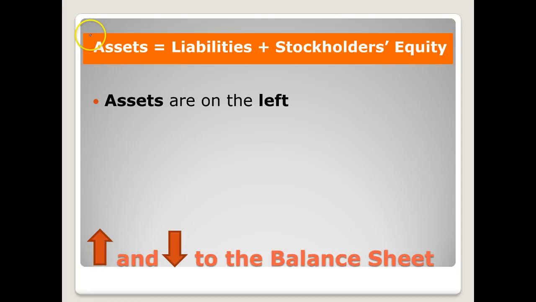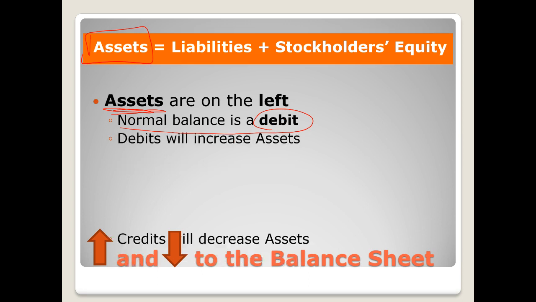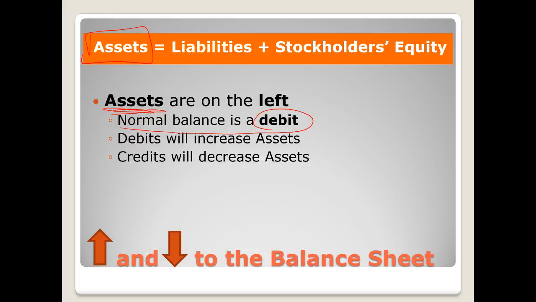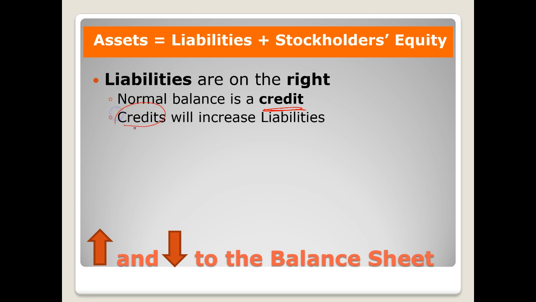Notice, assets are on the left-hand side of the equation. That means the normal balance for all asset accounts is a debit balance. That means all increases will be listed as debits and all decreases to asset accounts will be listed as credits. Okay, so remember, assets are on the left-hand side of the accounting equation. That means their normal balance is a debit. Liabilities are on the right-hand side of the accounting equation. Their normal balance is a credit. That means all increases to a liability account are credits. That's the opposite of assets. And all decreases to liability accounts are debits.